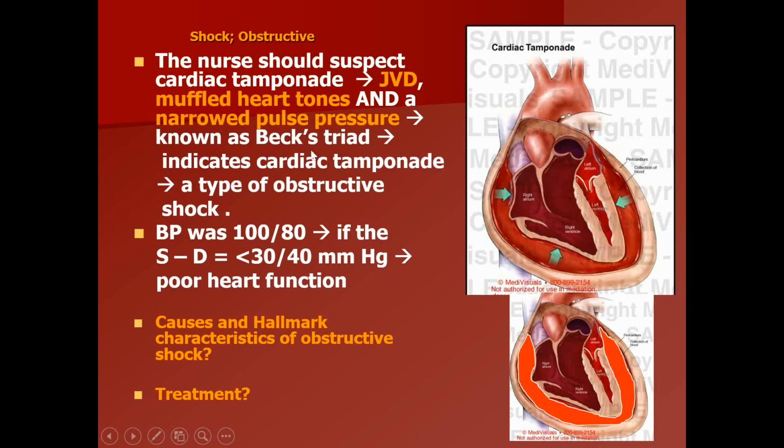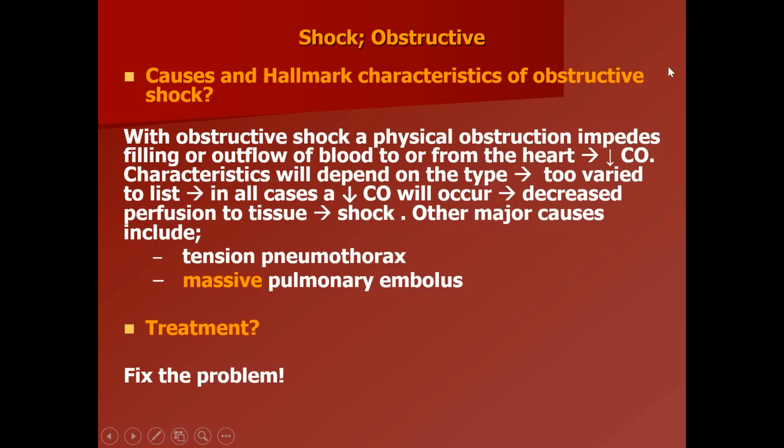Signs and symptoms of cardiac tamponade are narrowed pulse pressure, JVD, and muffled heart tones. That trio of signs and symptoms is known as Beck's triad. So what's the treatment? Well, if the cause is, let's say, an elevated blood urea nitrogen, and that's causing the cardiac tamponade from leakage of fluid, then you've got to fix it. So whatever the problem, fix it, and then the patient has the potential to do okay.